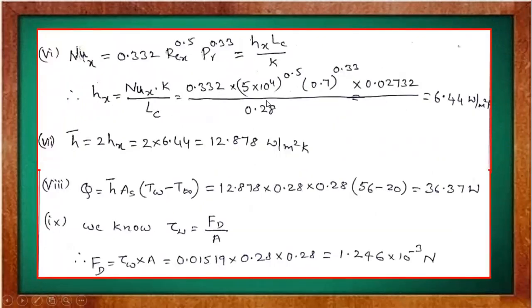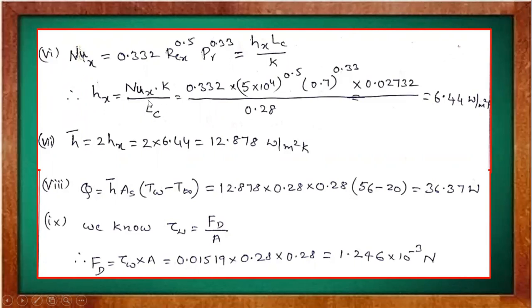Next, they have asked to find out the heat transfer coefficient. Heat transfer coefficient is obtained by using the dimensionless number, the Nusselt number. This expression is given in the data handbook for constant wall temperature. So Nux is equal to 0.332 Re power 0.5 into Pr power 0.33. And this Nusselt number is given by hx into Lc by k. Lc is the characteristic length. So if you substitute, you will get hx equals Nusselt number into k, the conductivity, divided by Lc, the characteristic length.